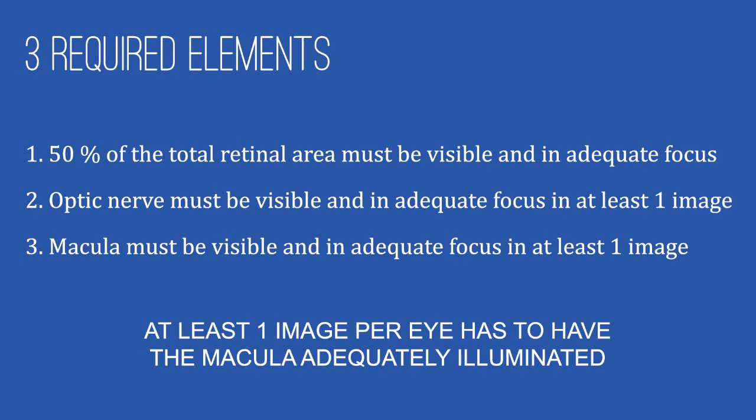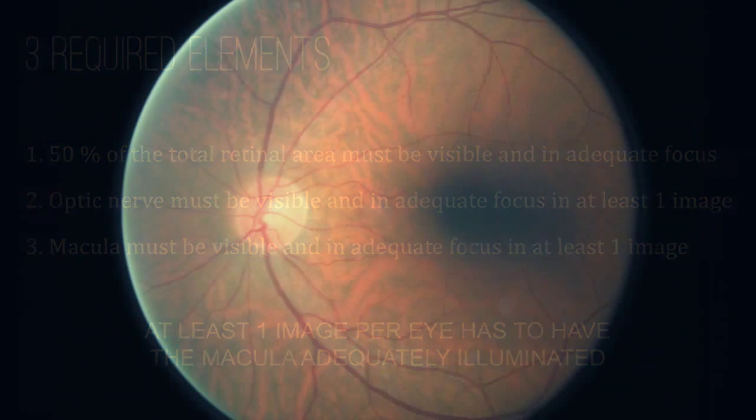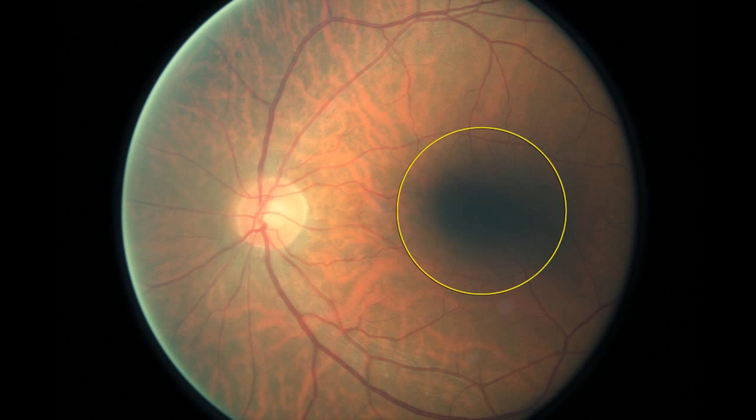50% of the total retinal area must be visible and in adequate focus. The optic nerve also must be visible and adequately focused in at least one image, which is usually attainable. The most difficult element to obtain is ensuring that the macula is adequately illuminated. This is the most common place for the shadow to appear.